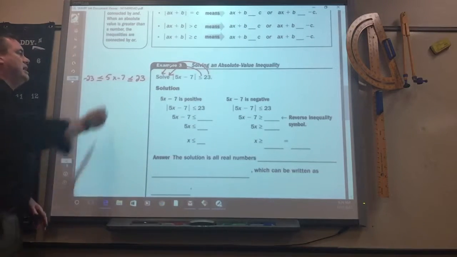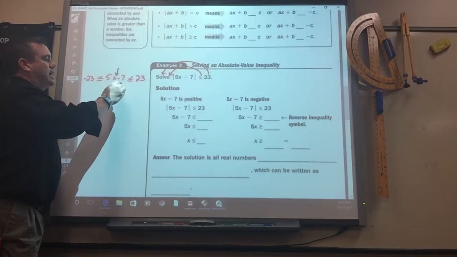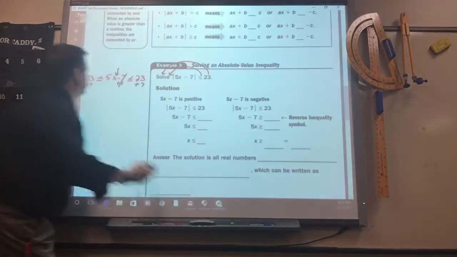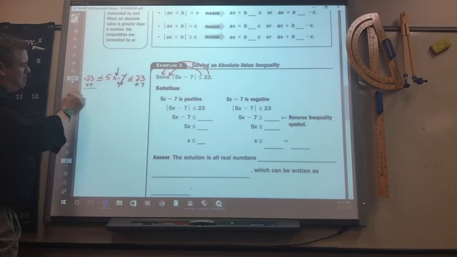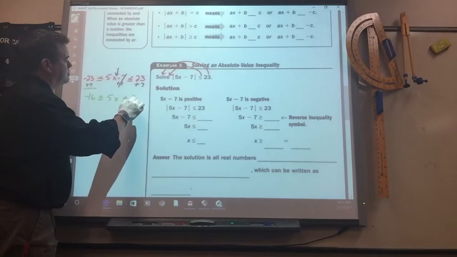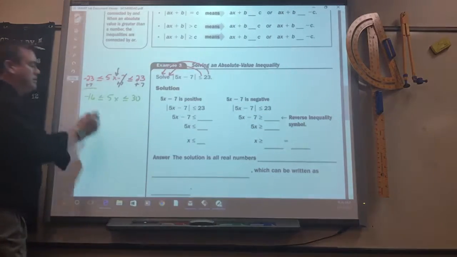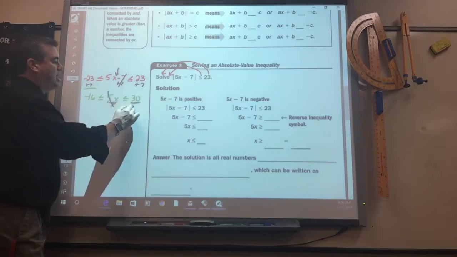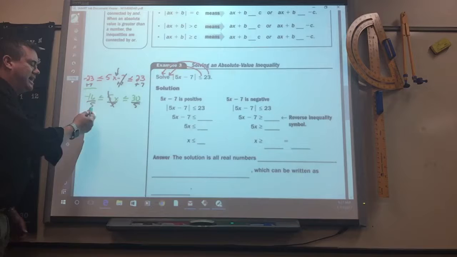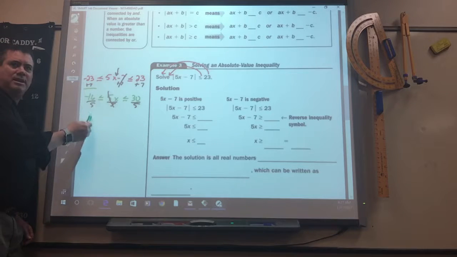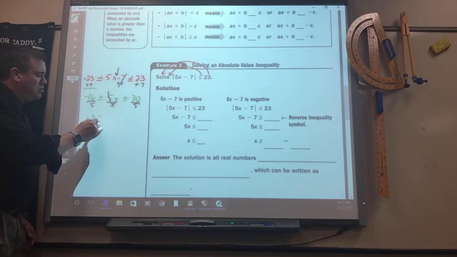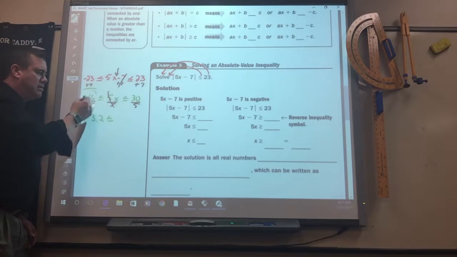And then you just get the x by itself. So I gotta add 7, add 7, add 7. Let's see, that would be negative 16. Then divide by 5, divide by 5, divide by 5. Again, you got an odd fraction, you could just leave it like that if you wanted to. If you divide it out, that'd be negative 3.2. Or again, you can just leave that.